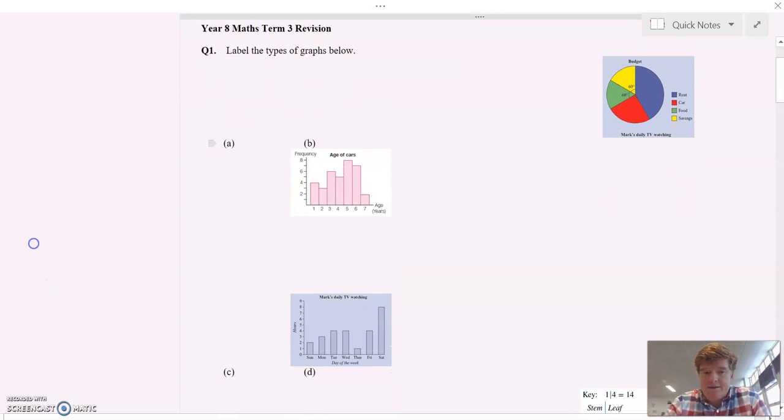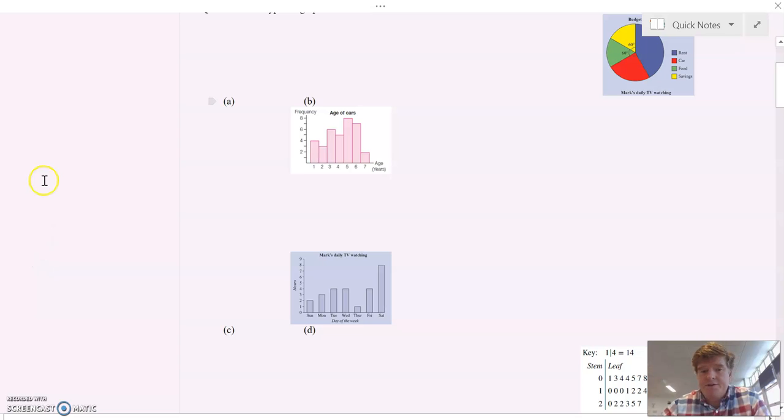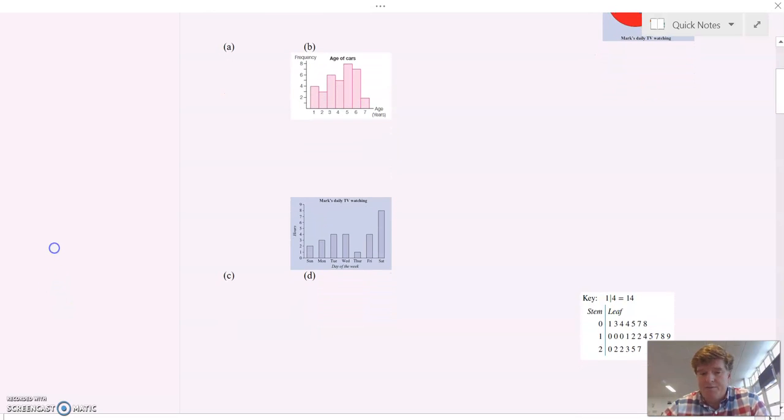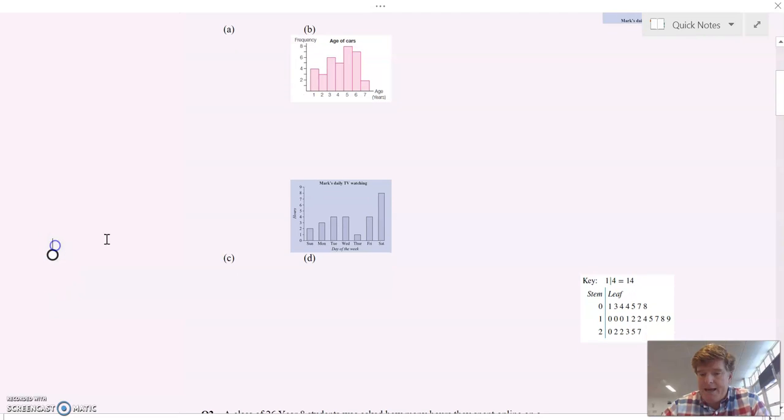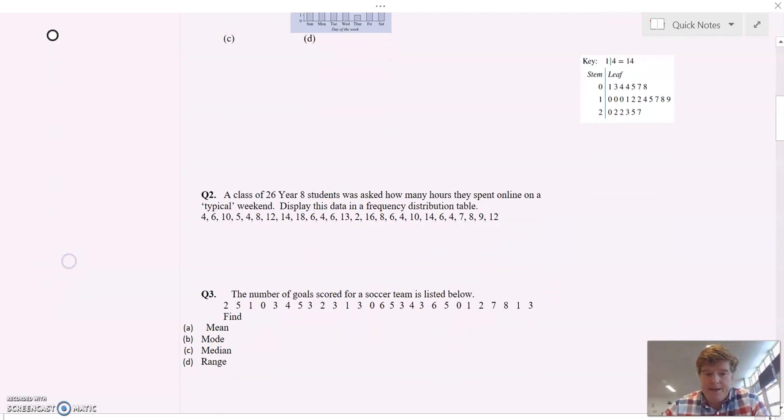The first question asks us to identify some different types of graphs. So we have a frequency histogram here. The second, we've got a pie chart. I think most people are all over pie charts. The third, we've got a bar chart and a stem and leaf plot.